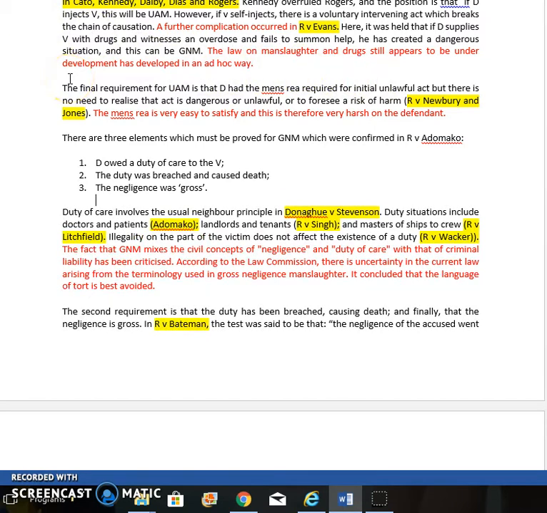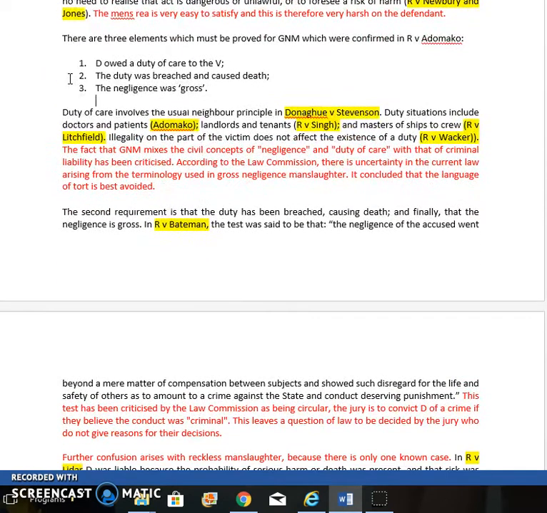I'm now going on to consider gross negligence manslaughter. So there are three elements here: duty, breach and gross, and they come from Adomako. Sorry, I should have highlighted that. There we go. And as I've done before, I'm going to go through the elements, explaining and evaluating as I go. So duty of care then is the first element for gross negligence.